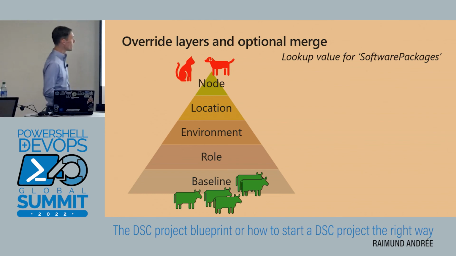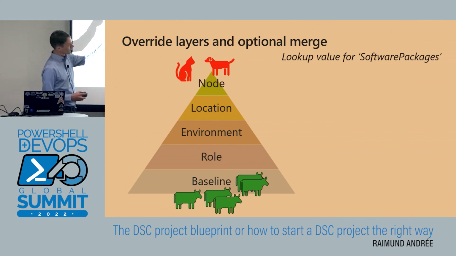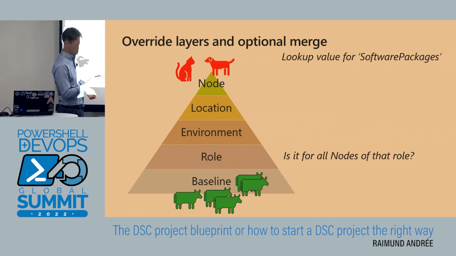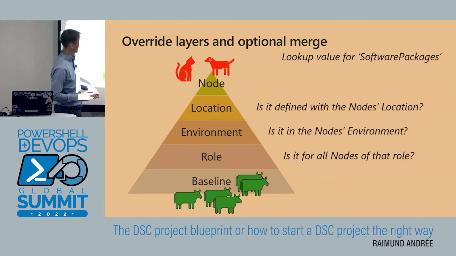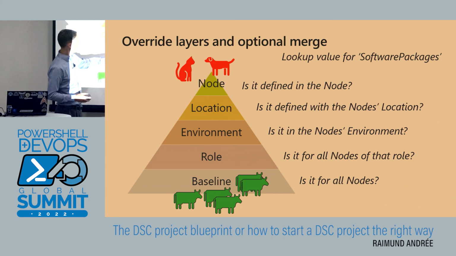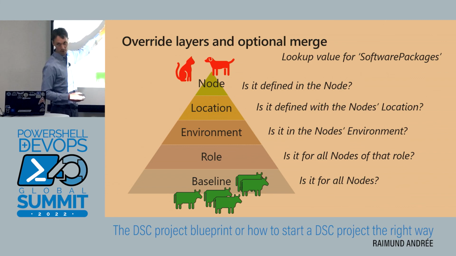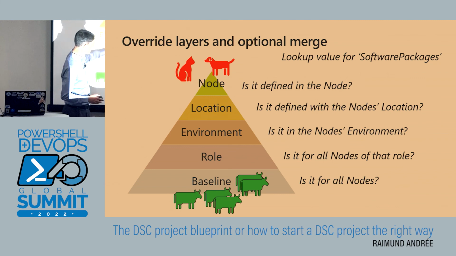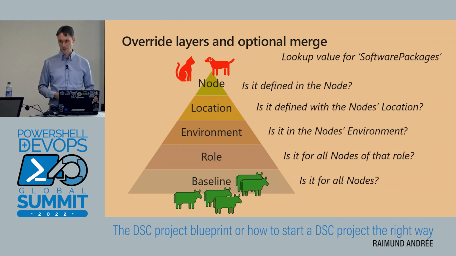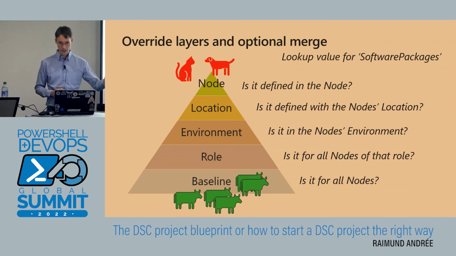And if we are looking for software packages, for example, what software package do we want to install on a certain computer? Then the lookup works like this: we are looking for software packages at the baseline first, then on the role level, environment level, so we're getting more specific. So at the end, we are merging the software packages from all layers and install on the nodes whatever has been defined on all these layers that have been merged. That's the basic concept. Does it make sense? Does it raise questions?